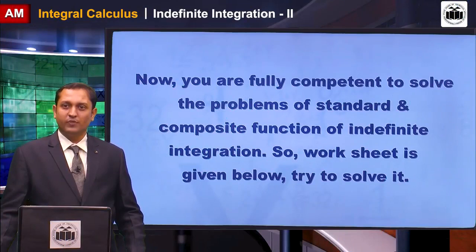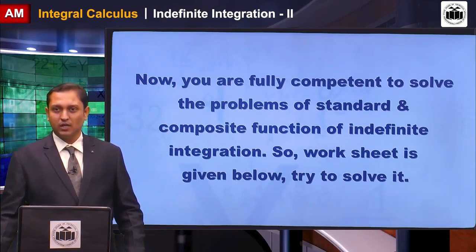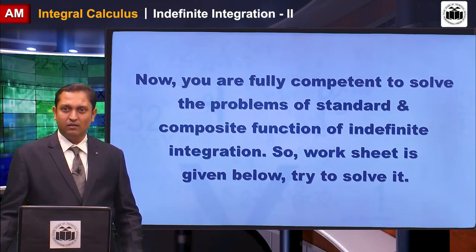Now, you are fully competent to solve problems of standard and composite function of indefinite integration. So, the worksheet is given below. You can try to solve it and see whether you understood the concepts of standard and composite function.